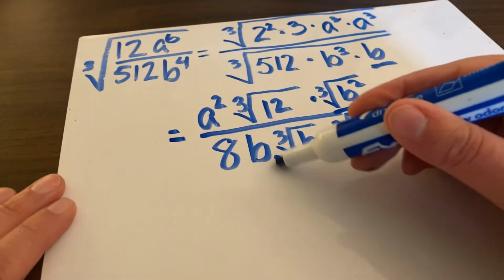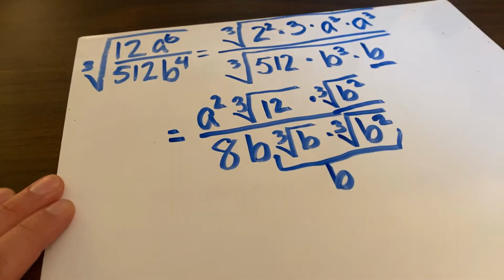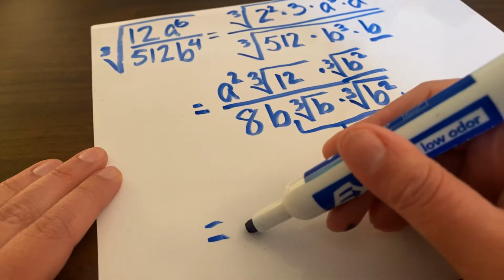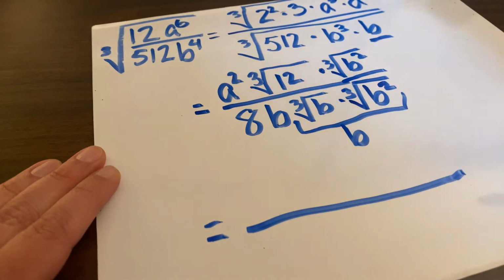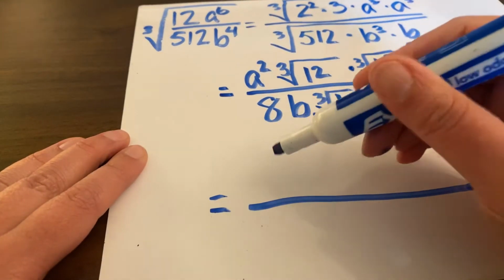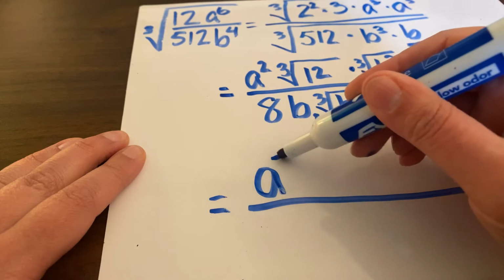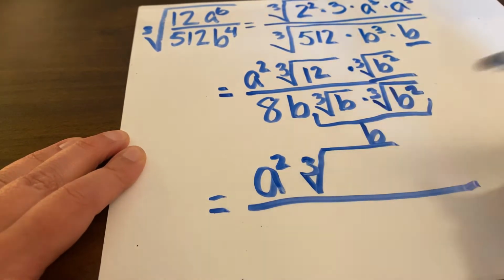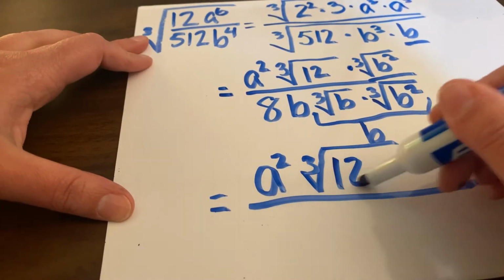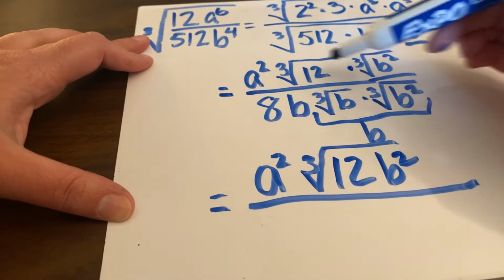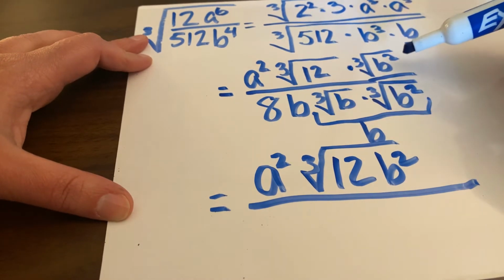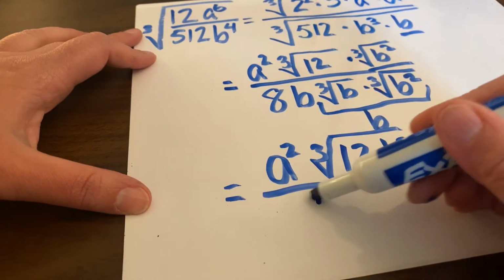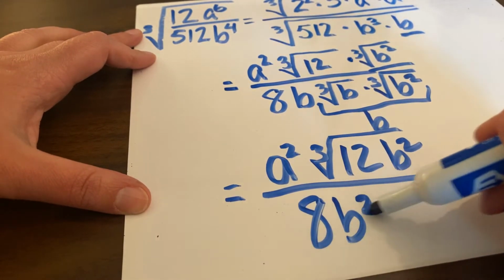Okay, so this combo here simplifies to b. And so my final answer in simplified form, I would have a squared times the cube root of 12b squared. I can combine those two and put them into a single radical. And my denominator would be 8b squared.